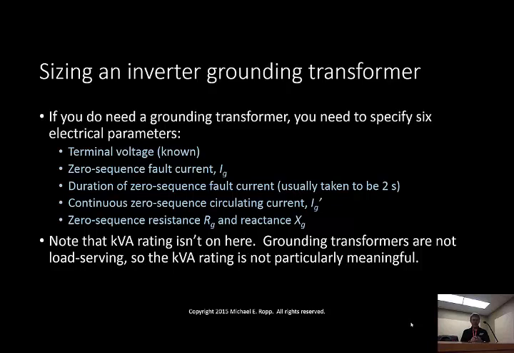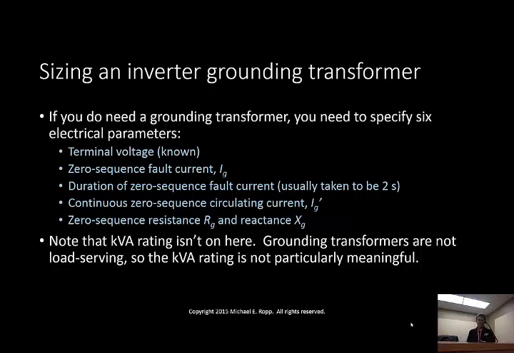I need the continuous circulating current, the zero sequence circulating current. In a distribution feeder, there's always going to be some level of voltage imbalance at the point where I'm going to put this grounding transformer. That imbalance is probably going to have some zero sequence voltage component, and that zero sequence voltage will drive a circulating current in the grounding bank. So I need to know what that is, and the grounding transformer has to be rated to handle that continuously.